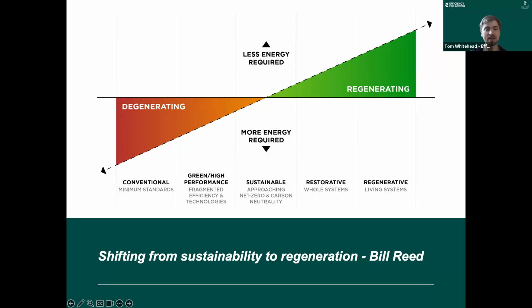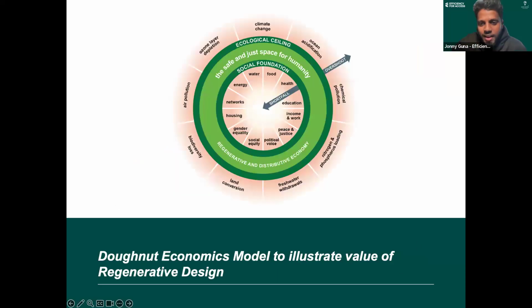But I'm going to hand over to Johnny to talk through this tension between the people side and the planet side that we're going to need to be balancing. Cheers, Tom. Hi, everyone again. So just like Tom was mentioning, we thought this model in particular really shows the value and the importance of regenerative design. A few of you may have already seen this before.